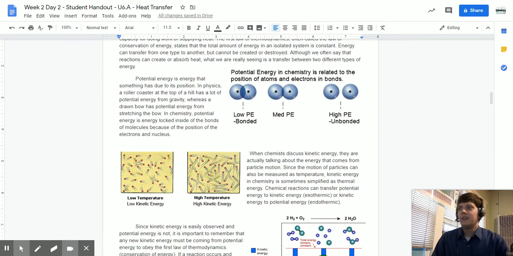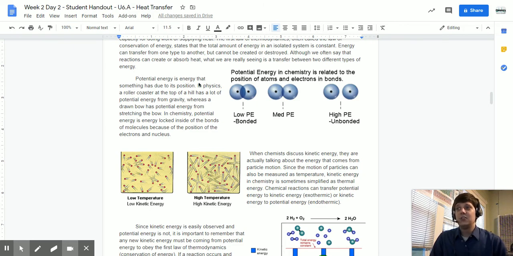Potential energy is energy that something has due to its position. In physics, a roller coaster at the top of a hill has a lot of potential energy from gravity, whereas a drawn bow has potential energy from stretching the bow. In chemistry, potential energy is energy locked inside of the bonds of molecules because of the position of the electrons and nucleus. And in this diagram, you can see an example of potential energy.